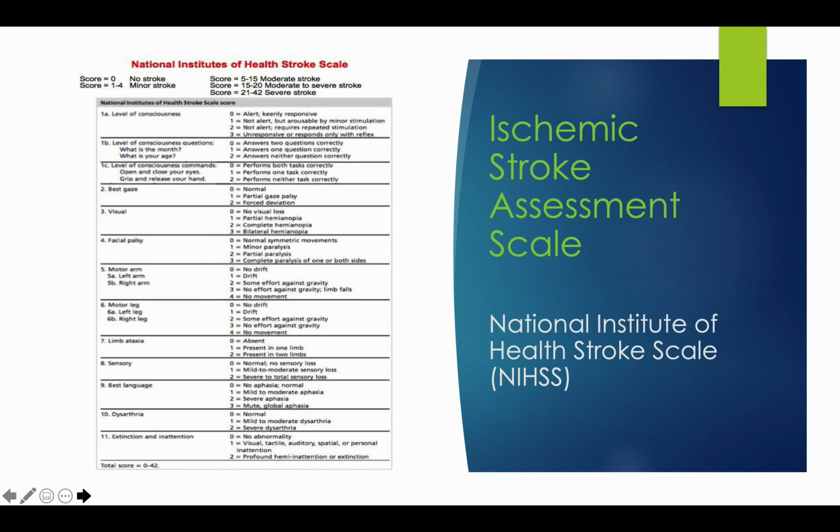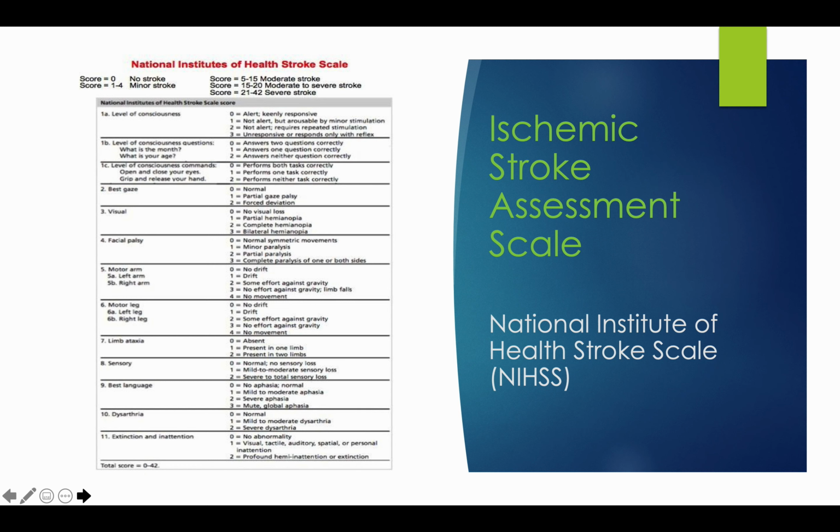You're also assessing patient facial palsy. If normal facial symmetry movements, they'd receive a 0. If there's minor palsy, if it's just upper face, they'd receive a 1. If it's partial paralysis, they'd receive a 2. If it's complete paralysis on one or both sides, they'd receive a 3.